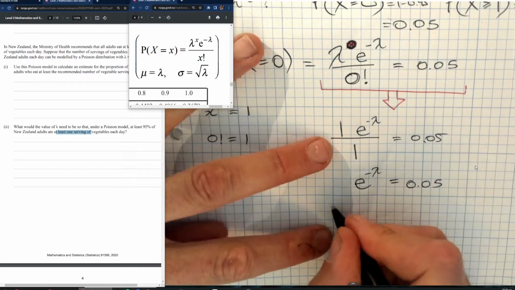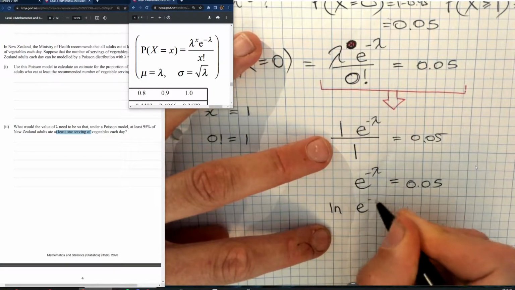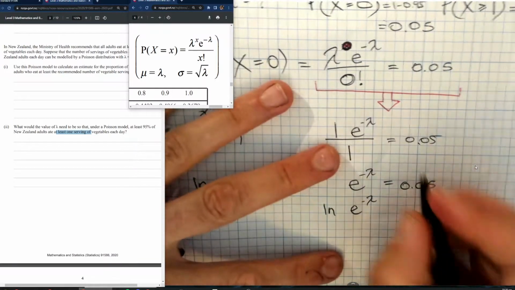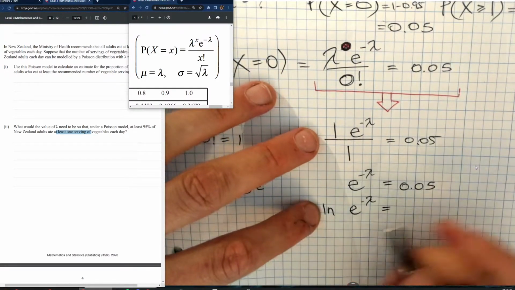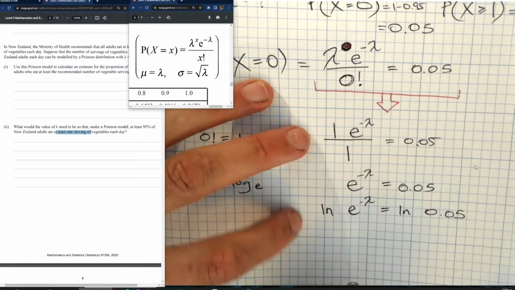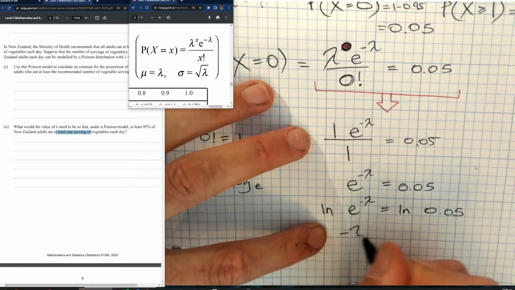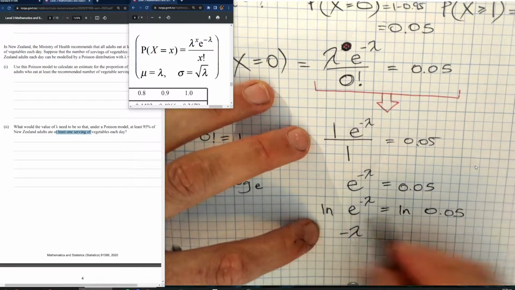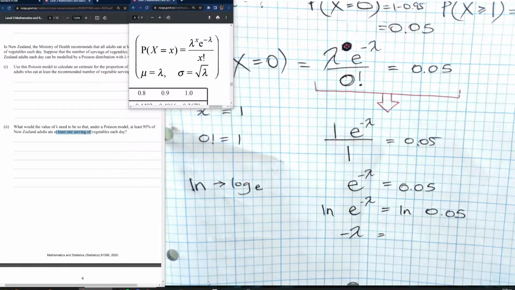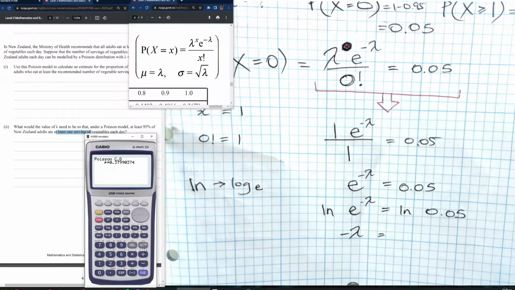So pretty much if we do ln of this side, it's going to get rid of that e to the power of. So if I do ln of that side, I'm going to have to do ln of this side. So ln of 0.05. All that's left on this side is negative lambda. These cancel out. Negative lambda equals ln 0.05.